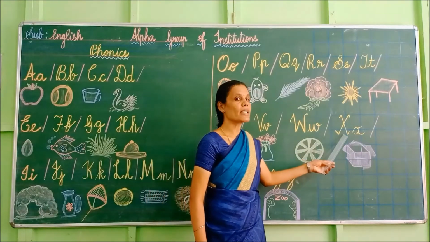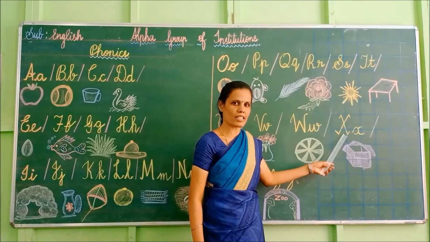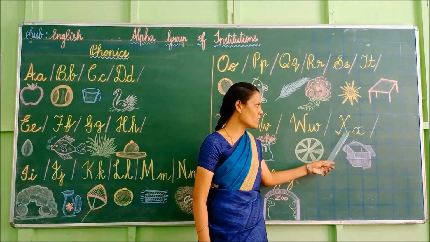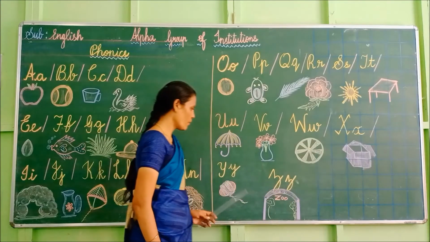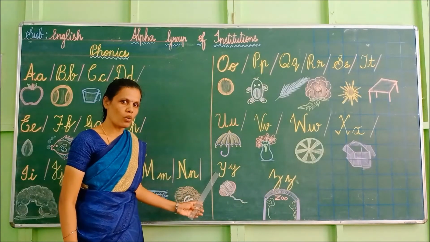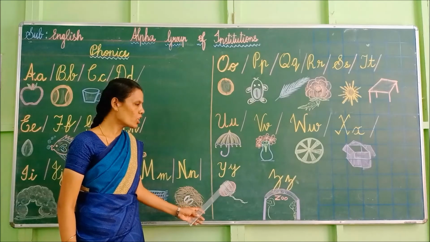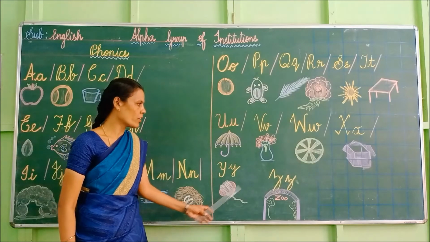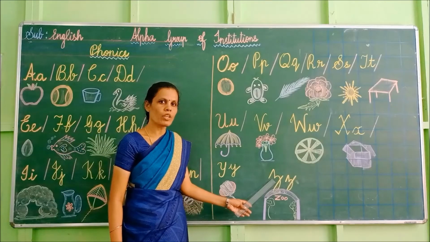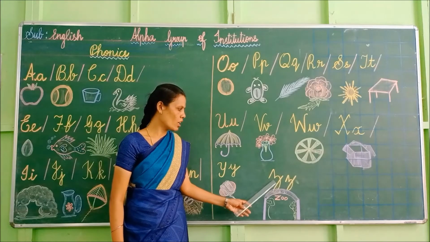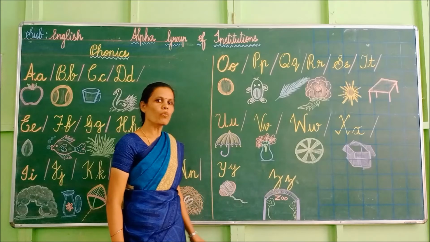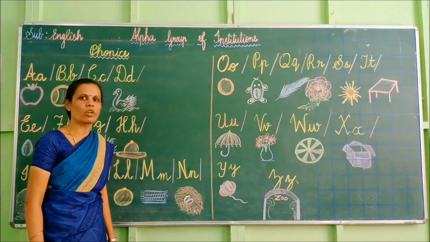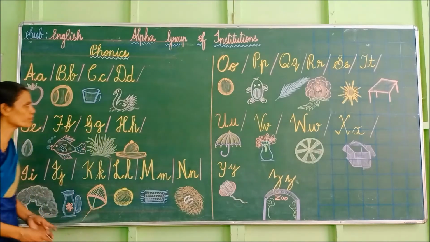Next one. X. What letter is this? X. X sounds X. X, box. Next one. Y. Y sounds Y. Yarn. Z sounds Z. Z, zoo. Now we have learned phonic sounds with the help of pictures. Now we are going to learn the sounds alone.